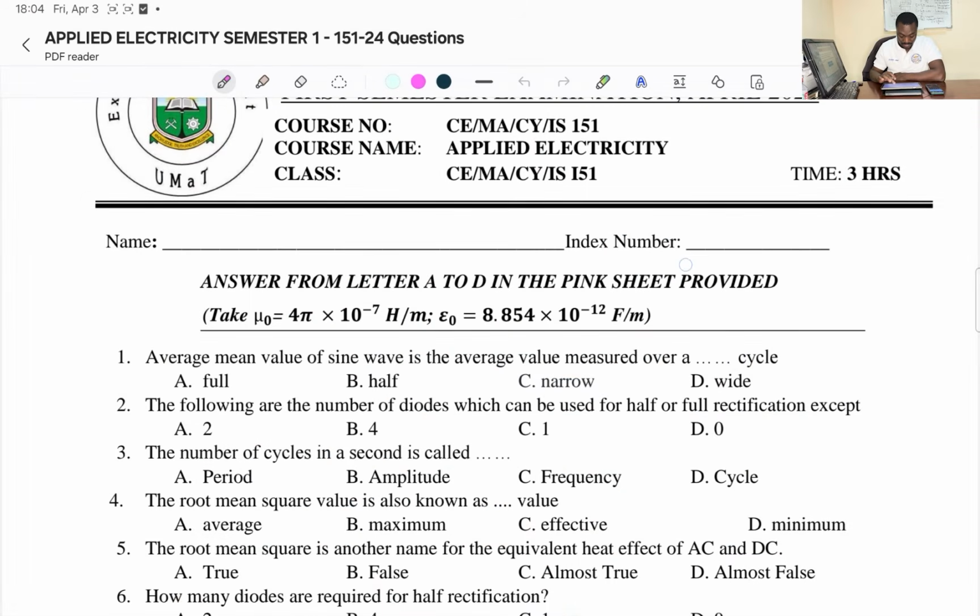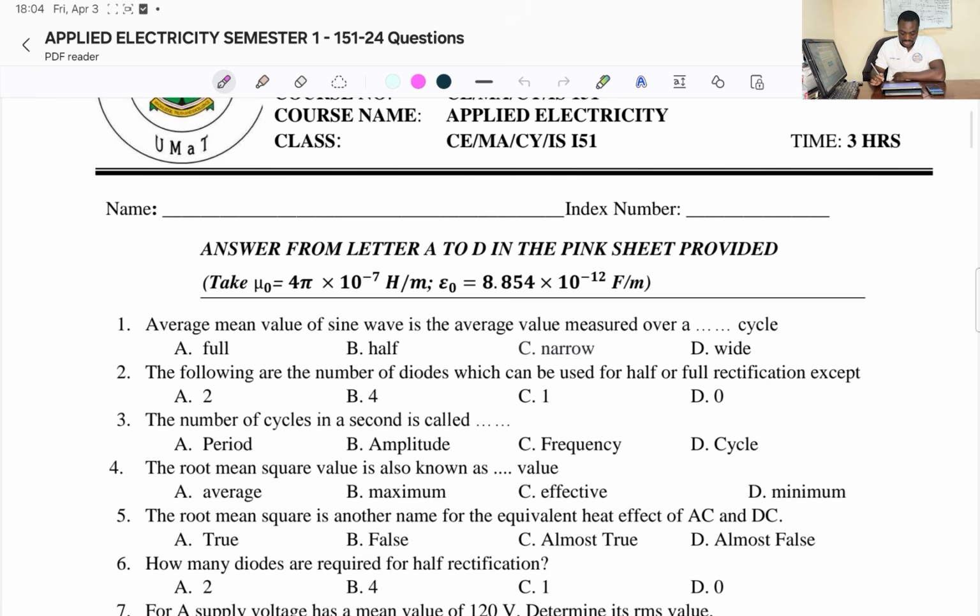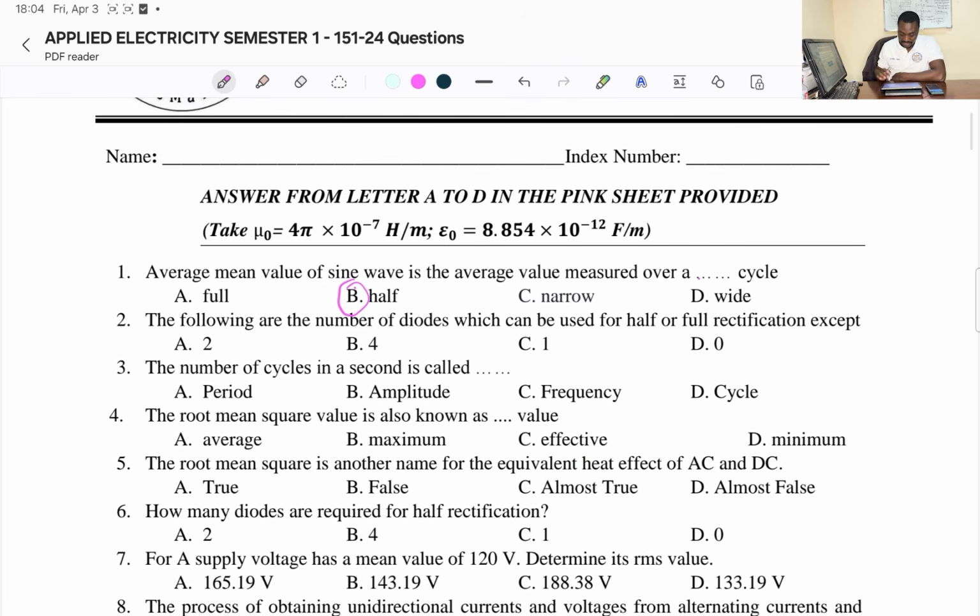Question 1. The average mean value of a sine wave is the average value measured over... So when you talk about the average mean, we measure over half a cycle. Because if we were to measure it over a complete cycle, you end up getting 0. You get the average mean to be 0. So as a result, we measure over half a cycle.